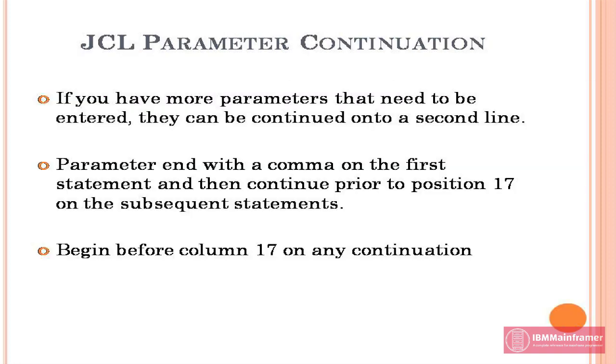In cases where you have more parameters that need to be entered, they can be continued onto a second line, and they end with a comma on the first statement, and then continue prior to position 17 on the subsequent statements. So all continued JCL statements must begin before column 17 on any continuation.